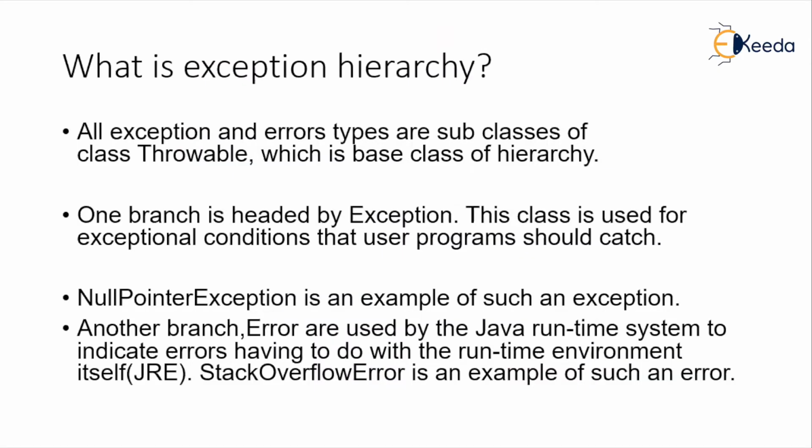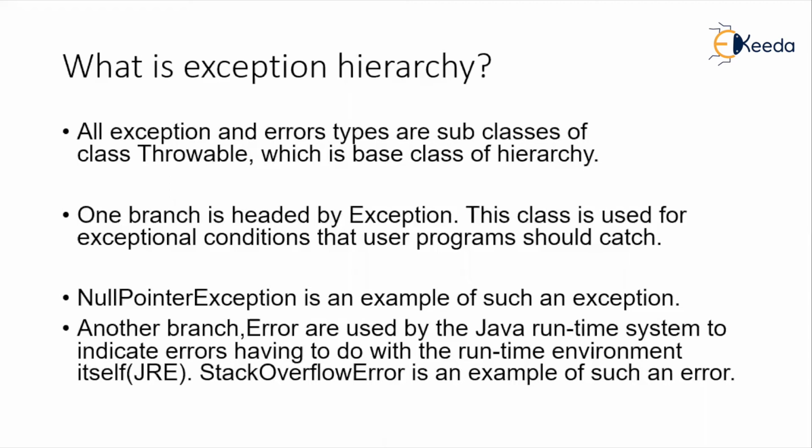So basically in Java, all exceptions and error types are nothing but classes. There is a hierarchy where a class named Throwable is the base class of the hierarchy. Further, this Throwable class has two main subclasses, we can say. One is Exception, another is Error. Exception is nothing but a condition that occurs at runtime. This is what we have already seen.